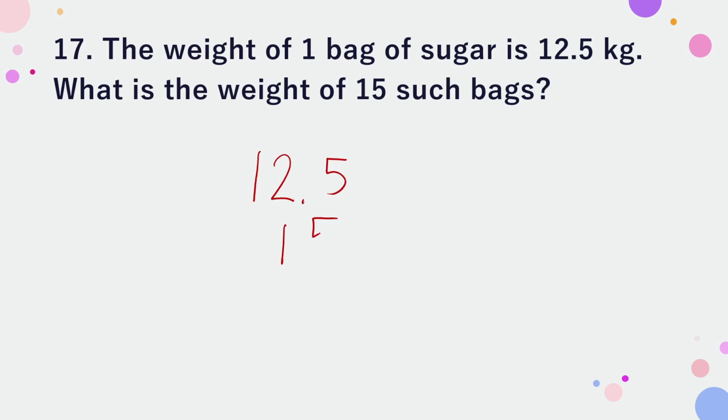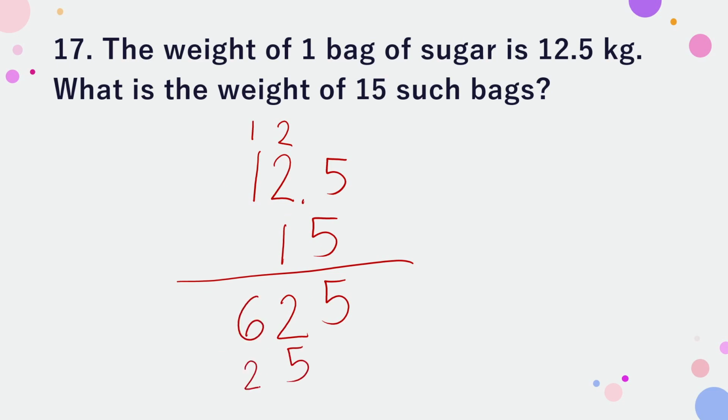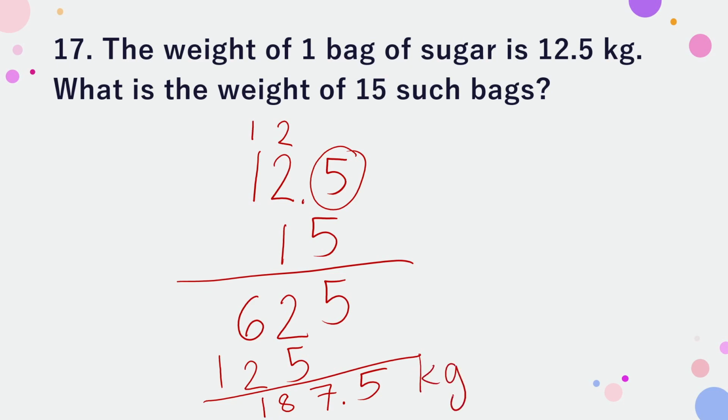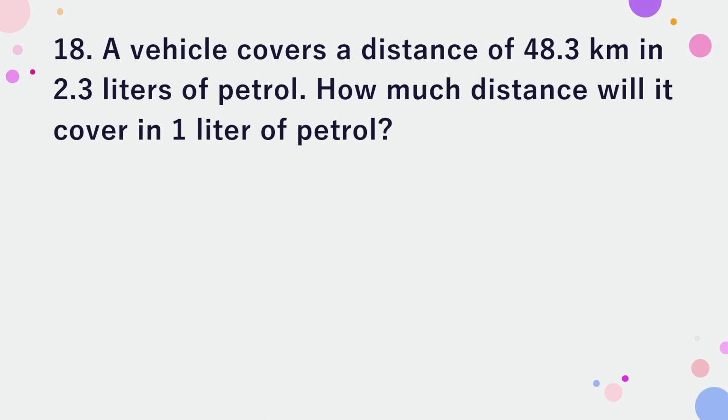12.5 times 15. Oh, you multiply. This is 25. 5 and 2 plus, that's 12. I have 6. And I have 5, 2, and 1. Let's add. I'll get 5, 7, 8, and 1. I have one decimal number. Move the decimal point once to the left. Sa may unit ani? Kilograms. Okay? Now let's move on to problem number 18.